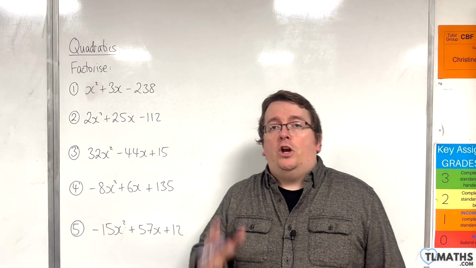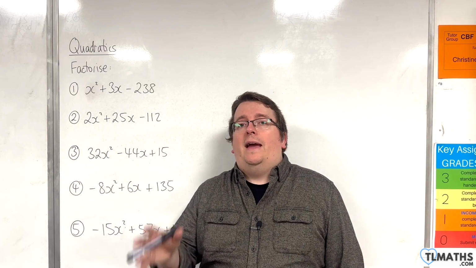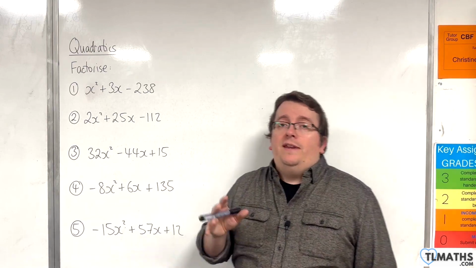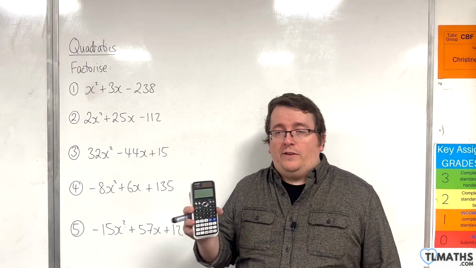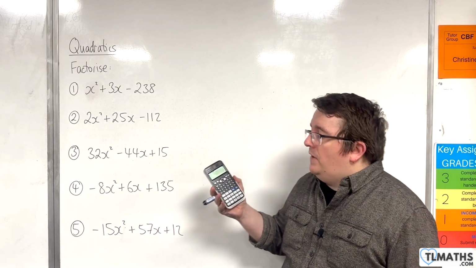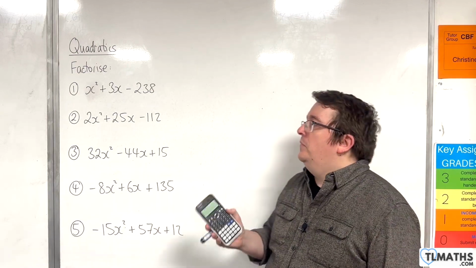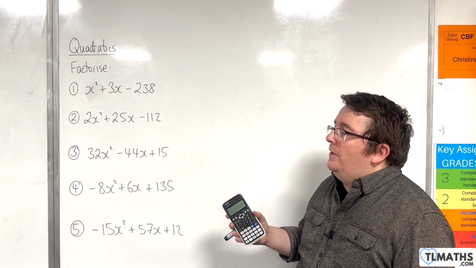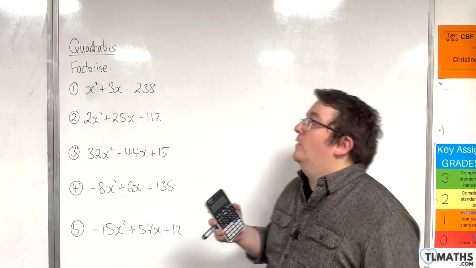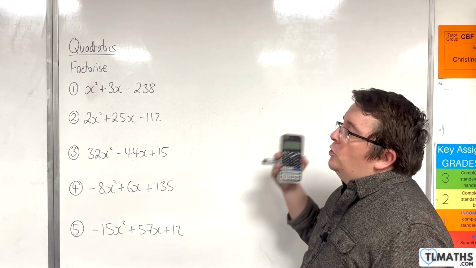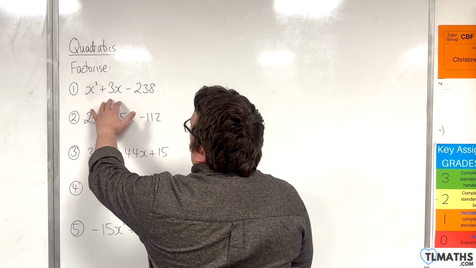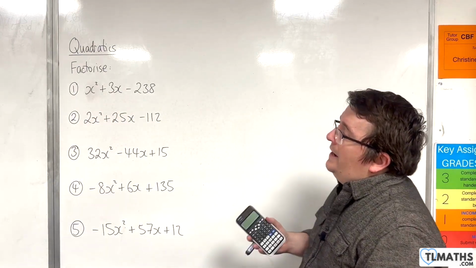In this video, I'm going to show you how you can factorize a quadratic using your calculator. Now, in order to do this, you need a calculator that can solve quadratics. I'm going to be using the Casio ClassWiz, the FX991EX model. You can also do this on a NumWorks calculator or the Casio CG50 graphical calculator, but you do need a quadratic solver. So, the first one, we've got x squared plus 3x take away 238.